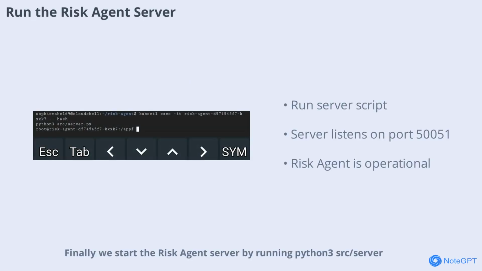Finally, we start the risk agent server by running python3 src/server.py inside the pod. This command launches the server, which begins listening on port 50051 for incoming requests. At this point, the risk agent is fully operational and ready to process data. Watching the server start successfully marks the completion of our deployment process. With the risk agent running, your GKE environment is now equipped to handle risk analysis tasks efficiently and securely.